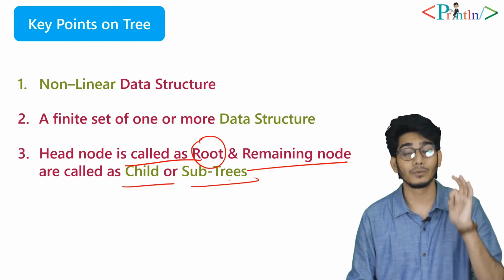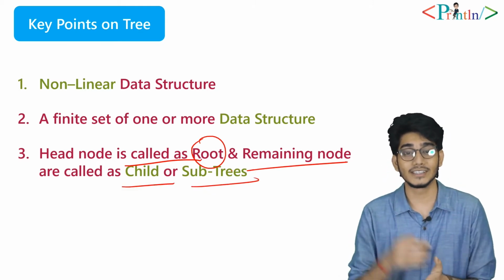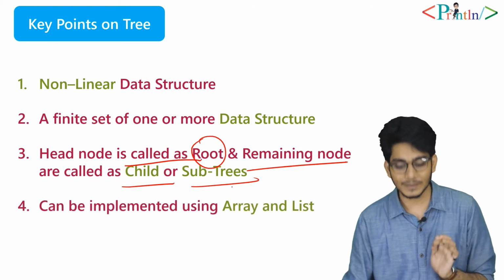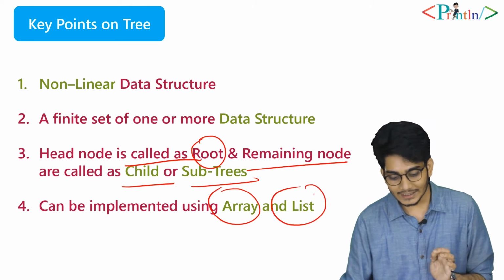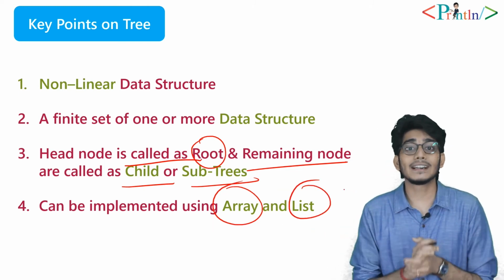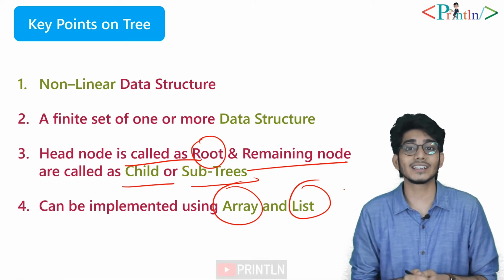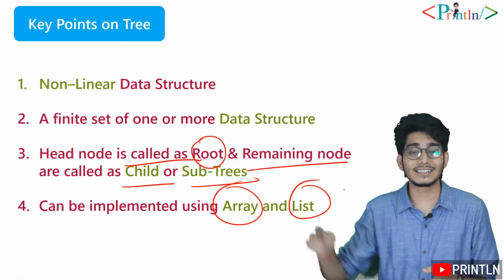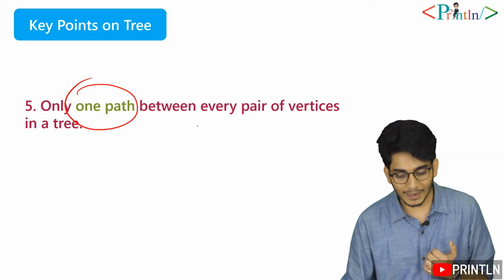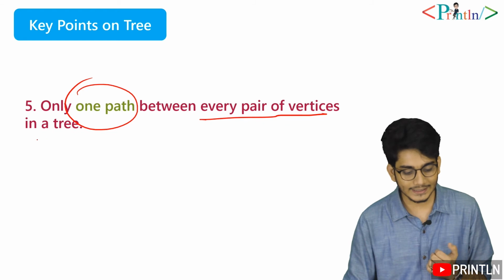So what is a child, what are subtrees? These are the tree terminologies. In the next video, we'll talk about that. The fourth point is that a tree can be easily implemented using an array and a list. In this series we'll implement tree mostly using linked list. If you don't know what a linked list is, at first you have to clear your concept on linked list. Just click on the I button and watch this video first. The fifth point is there is only one path between every pair of vertices in a tree.